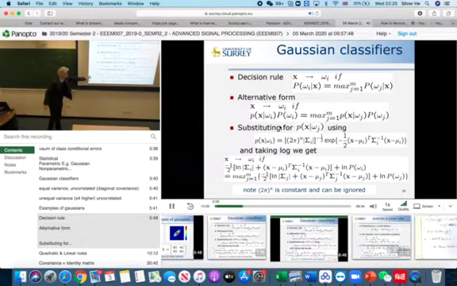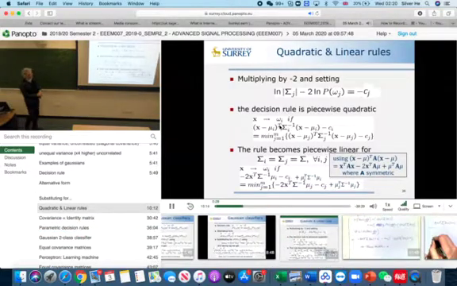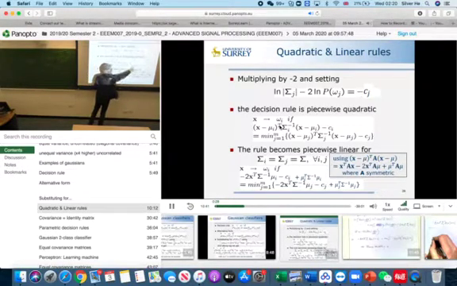We ended up with this rather awkward term, but we can simplify this by pulling out a constant here, which gives us this new rule now. So this is the rule that we ended up with at the end of last lecture, that we assign x to omega i if this measure is the smallest of this measure here. And this is quadratic in x. We can see it's got an x minus mu transpose sigma to the minus 1 x minus mu, weighted by a constant.